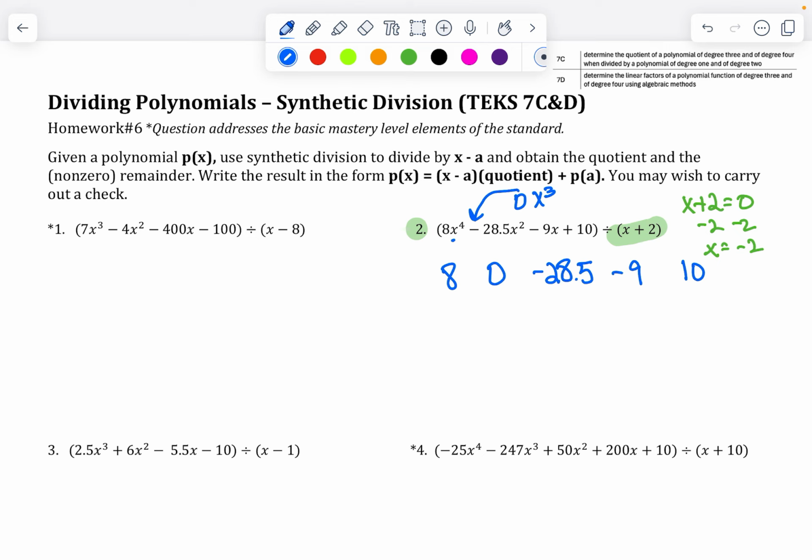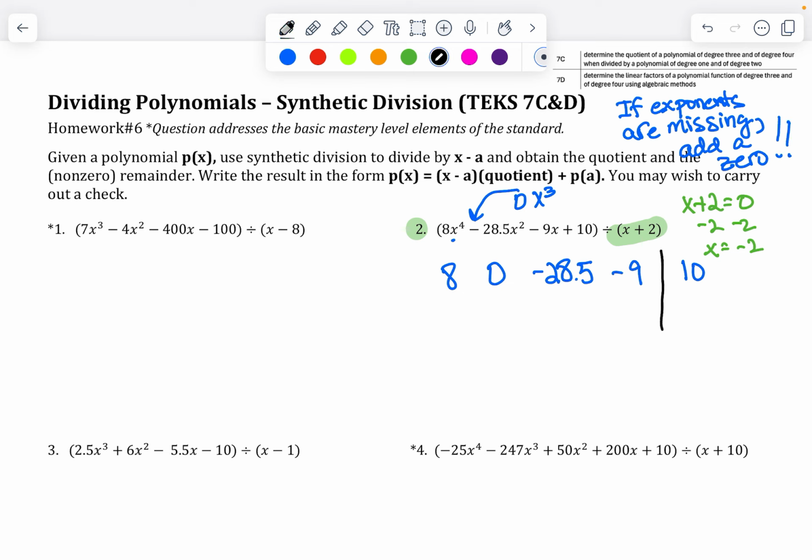So if exponents are missing, you have to add a 0. You have to, or the problem will not work. All right, so that's one weird thing on this one.